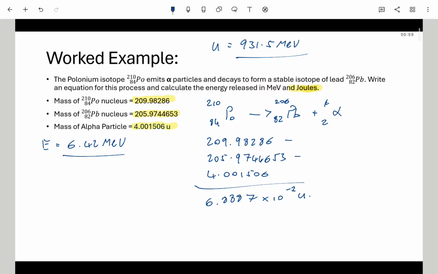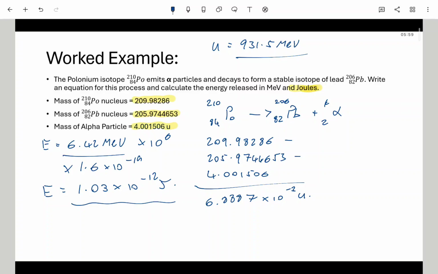So first of all, you want to convert it into electron volts. So multiply by a million, 1 times 10 to the 6. Then multiply by 1.6 times 10 to the minus 19. So it gives you the energy in joules: 1.03 times 10 to the minus 12 joules.